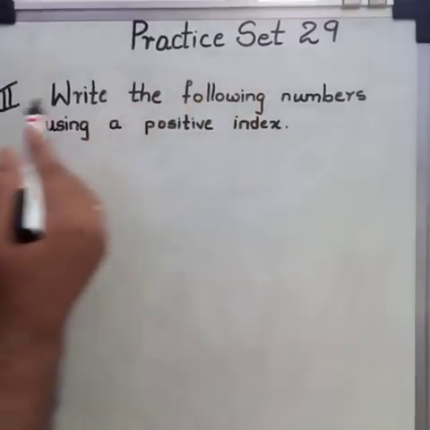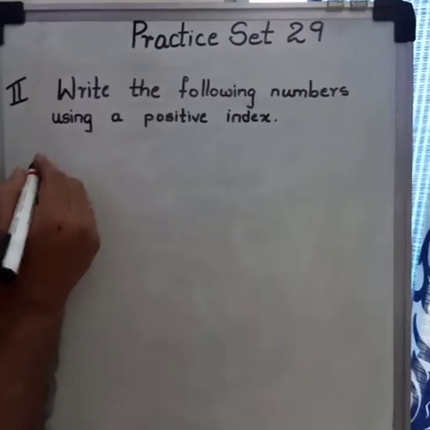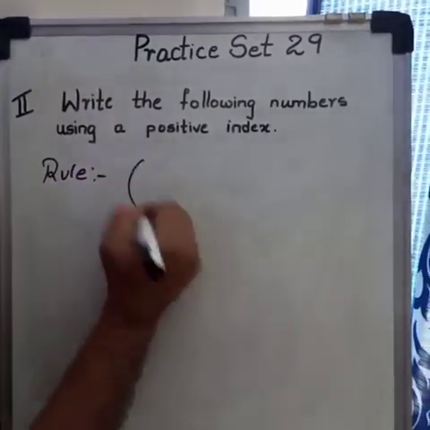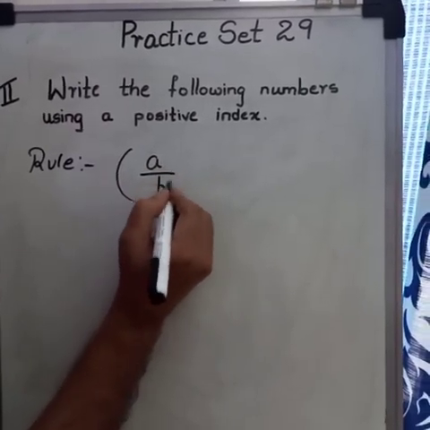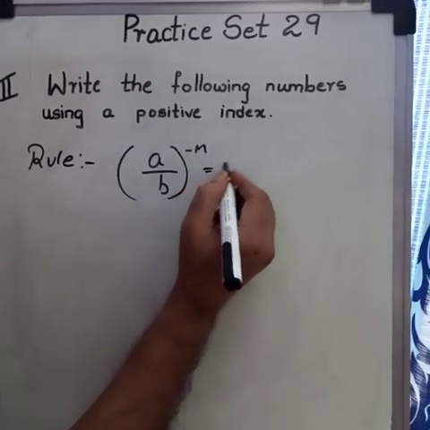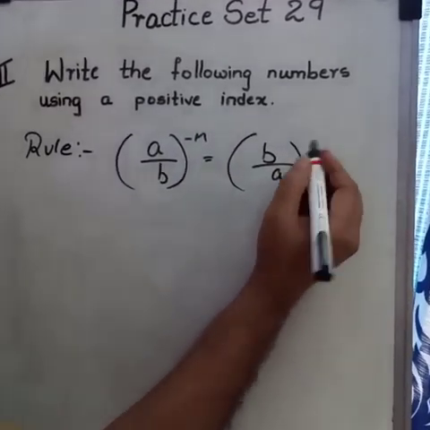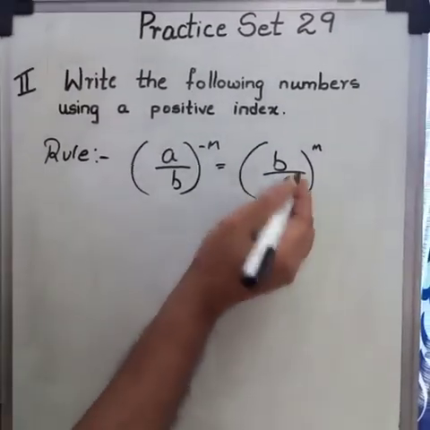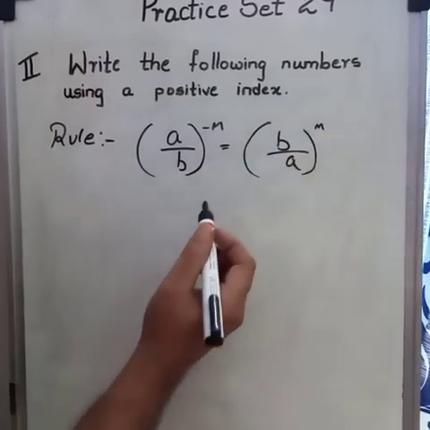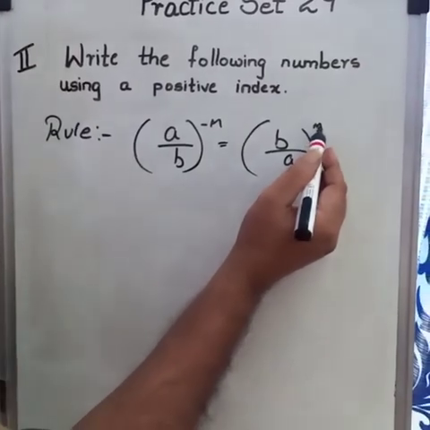Now practice set 29. We will do the second part. Write the following numbers using a positive index. The rule is a upon b raised to minus m can be written as b upon a raised to m. How? It has been reciprocated. So the sign has been changed from minus m to positive m. Here it was a upon b. Here it has been converted to b upon a raised to m.